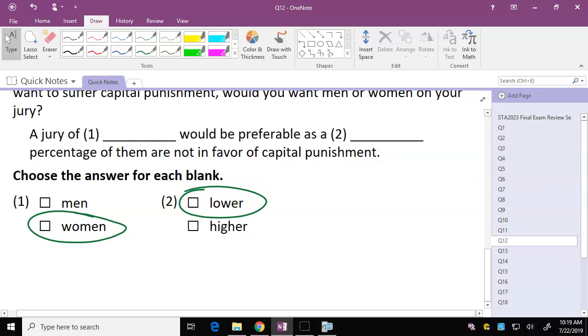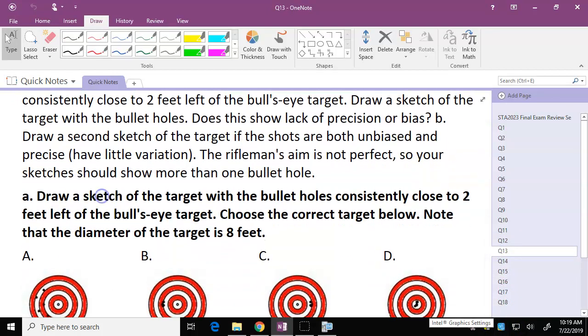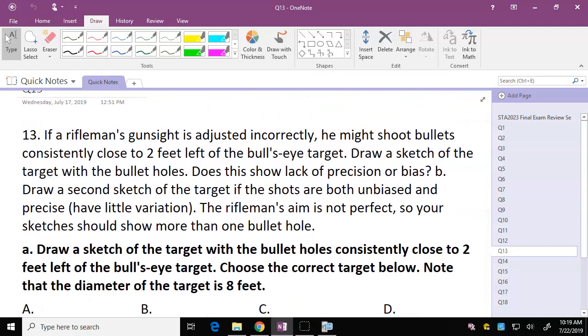Everyone good? Okay, our next question, number 13, is coming from 7.2. And this is that kind of same information that we talked about in class when we talked about the golf example. And then I think in your assignment you had one about the rifle example as well too. So we're just going back to that information about precision and bias. That's what this question's about.